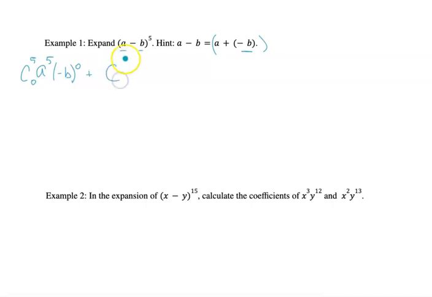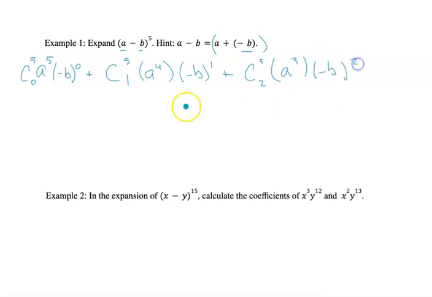Then we need a combination of 5 choosing 1 to go with negative b. We need a to the 4th, and we need negative b to the 1st. What you can see is that I'm going down an exponent value on each a and going up an exponent value on each negative b. And I have the combination now 5 choosing 2 to go with the negative b. So then I have a cubed and negative b squared.